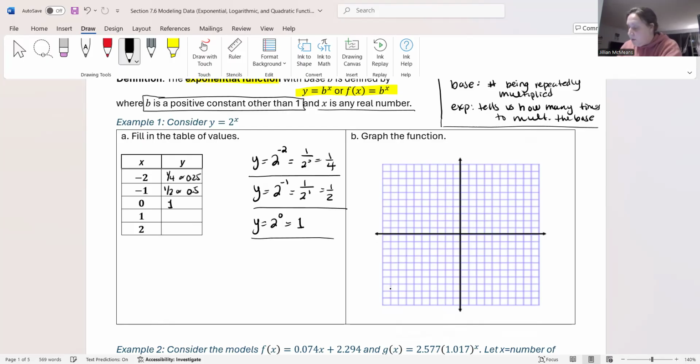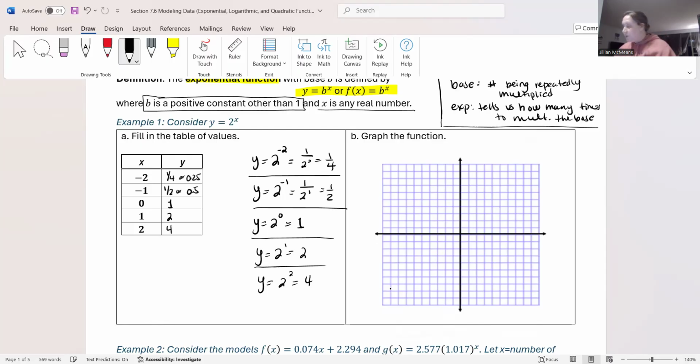Okay? And then we get y equals 2 to the x, but x is 1. This is just regular exponential notation that we're kind of super familiar with. 2 to the first is just 2. And then we get y equals 2 to the second power, which is 4.